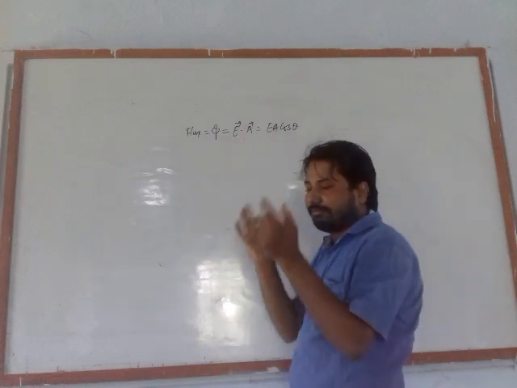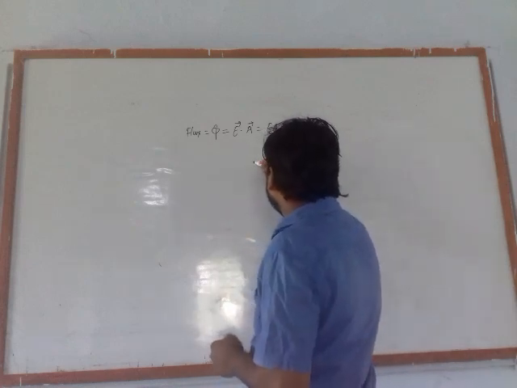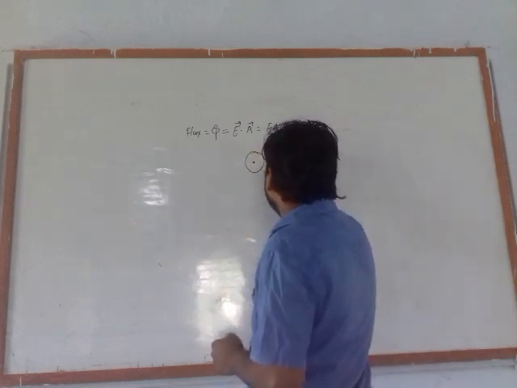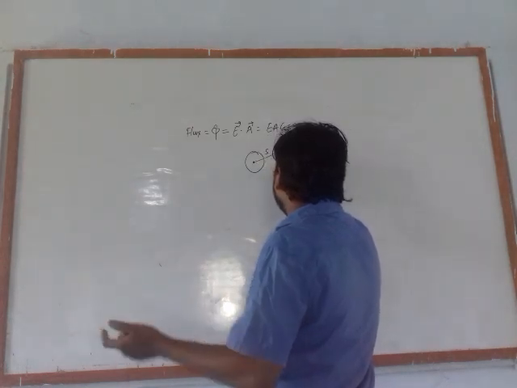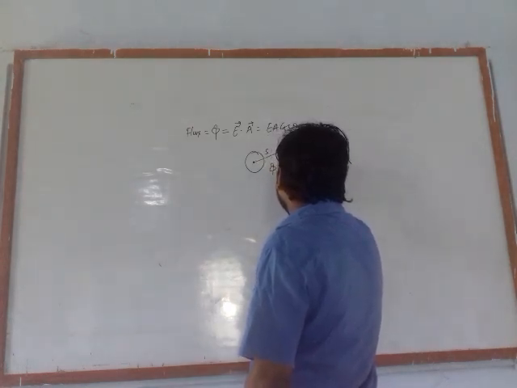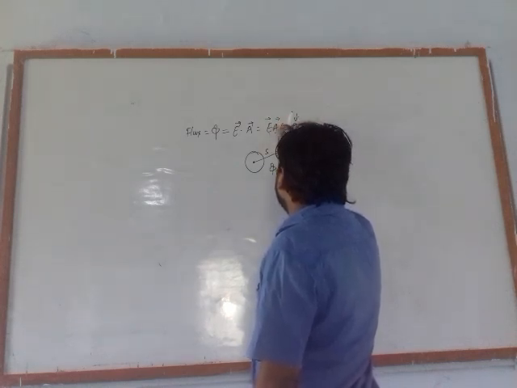Area means the surface which is enclosing the charge. Suppose this is the charge enclosed by this area. Area is S, then the field here is suppose E. Then you can find the flux. Flux will be E dot S, and then later on cos theta. This theta is the angle between field and area.